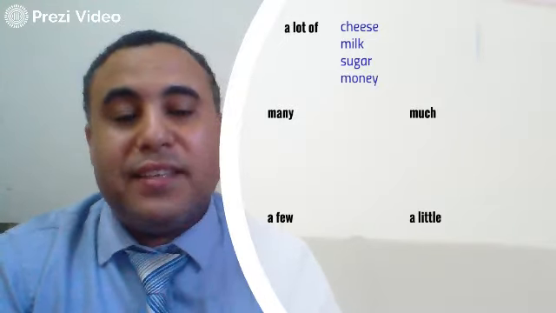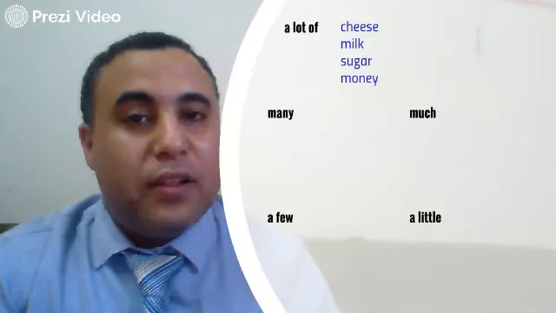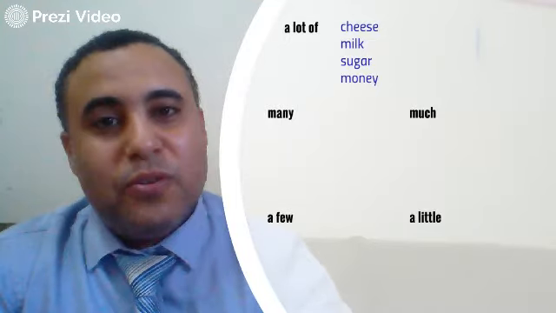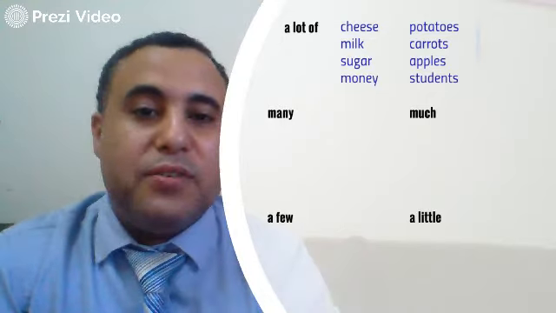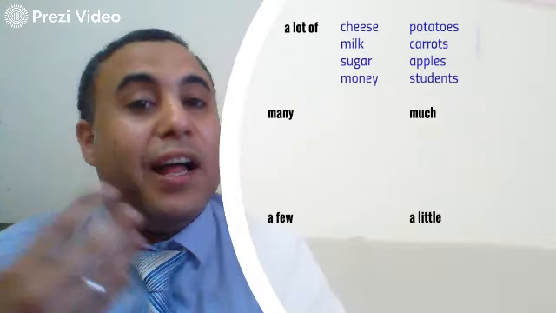For example, we can say a lot of cheese, a lot of milk, a lot of sugar, a lot of money, uncountable nouns. And we can also use it with countable nouns. A lot of potatoes, a lot of carrots, a lot of apples, a lot of students.